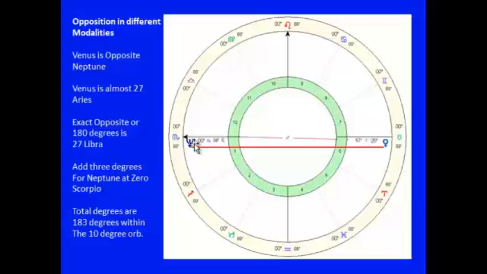Now, if Neptune had been in Libra, it would have been in the same modality. But Scorpio is self-interest, and Aries is householder or culture bearer. So they're in different modalities. So we'd say that is an out of sign opposition, or out of modality.